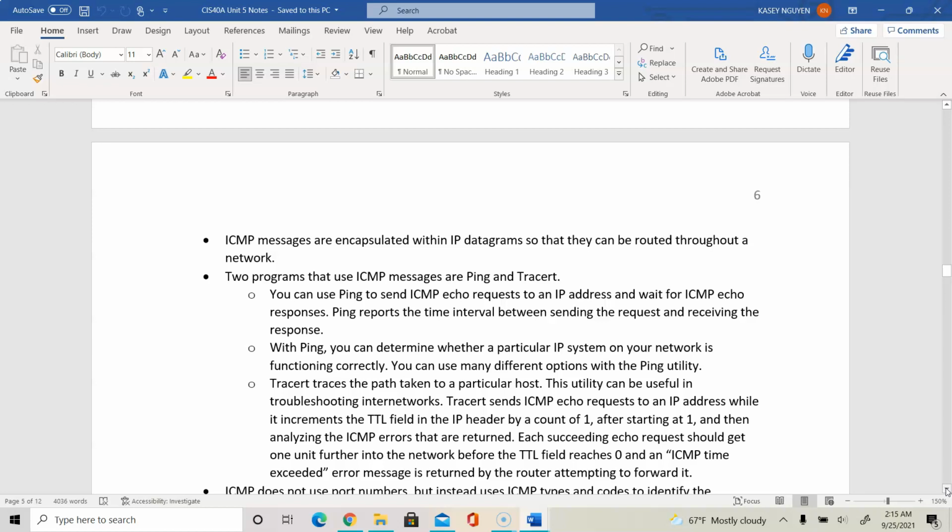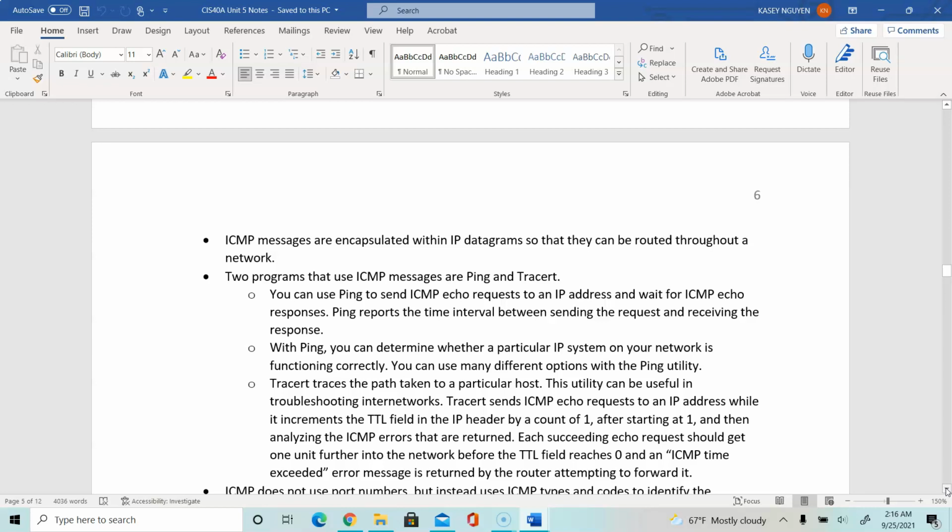And with ping, you can determine what part of the network that system would be functioning in. Trace route would allow you to take the path where the host would transmit the connection from one end to another. We will follow the router or the hops.